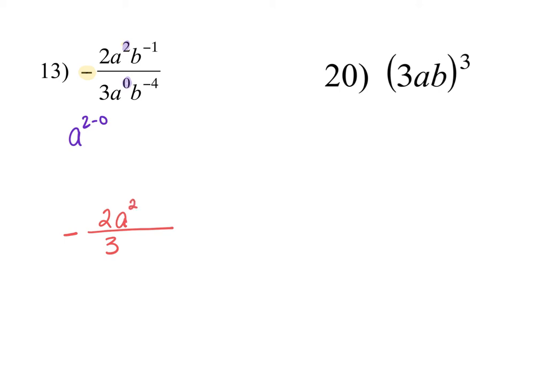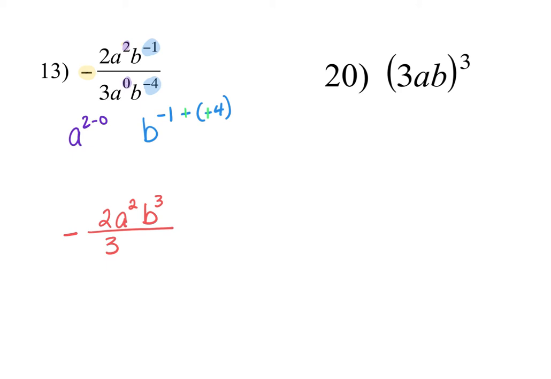Let's look at my B's. I have B to the negative 1 and B to the negative 4. Which is bigger, negative 1 or negative 4? Negative 1 is bigger. So this is going to end up on top as well. And then it is B to the negative 1 minus negative 4. What's negative 1 minus negative 4? It's plus a positive. So it's positive 3. Negative 1 plus 4. So that is 3.